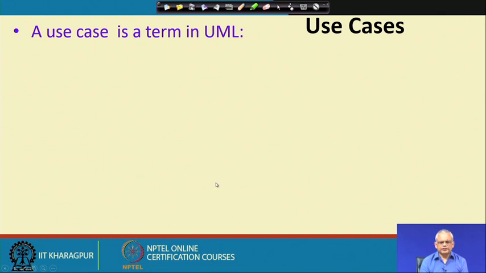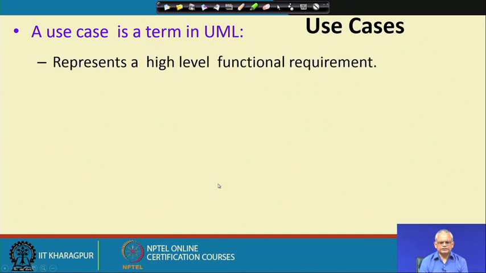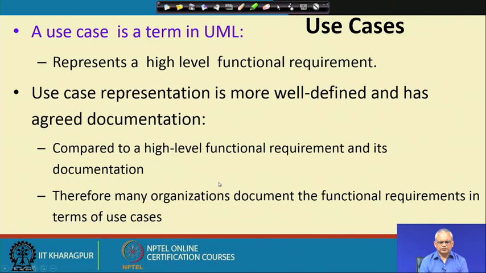A little later we will look at the UML, where the requirements are specified using use cases. The use cases have become standard. These have a definite notation for how the functionalities are represented, and these are much more well defined than just loosely writing the requirements. So, many times the requirements are specified using use cases.